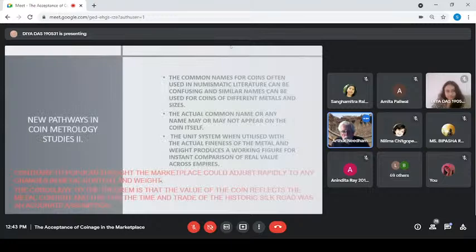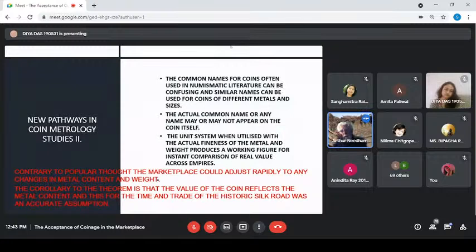New pathways in coin metrology. The common names for coins often used in numismatic literature can be confusing, and similar names can be used for coins of different metals and sizes.